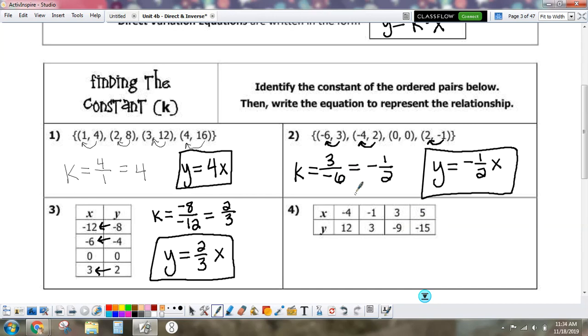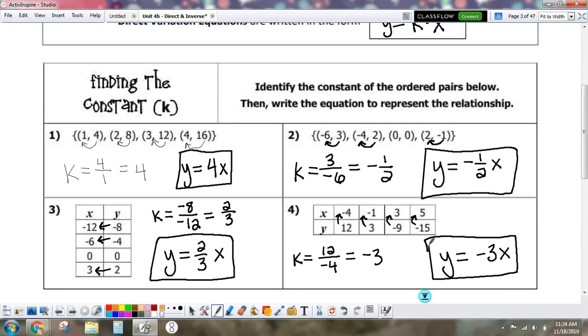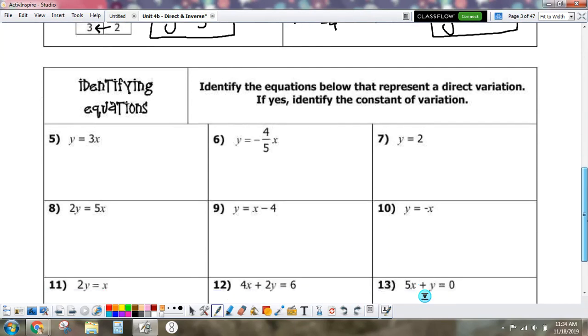And then the last one, same idea, the table is in a different direction. It still works the same. Y divided by x, y divided by x, etc. So k equals my y divided by my x. And 12 divided by negative 4 is negative 3. So my equation is y equals negative 3x. Easy enough.